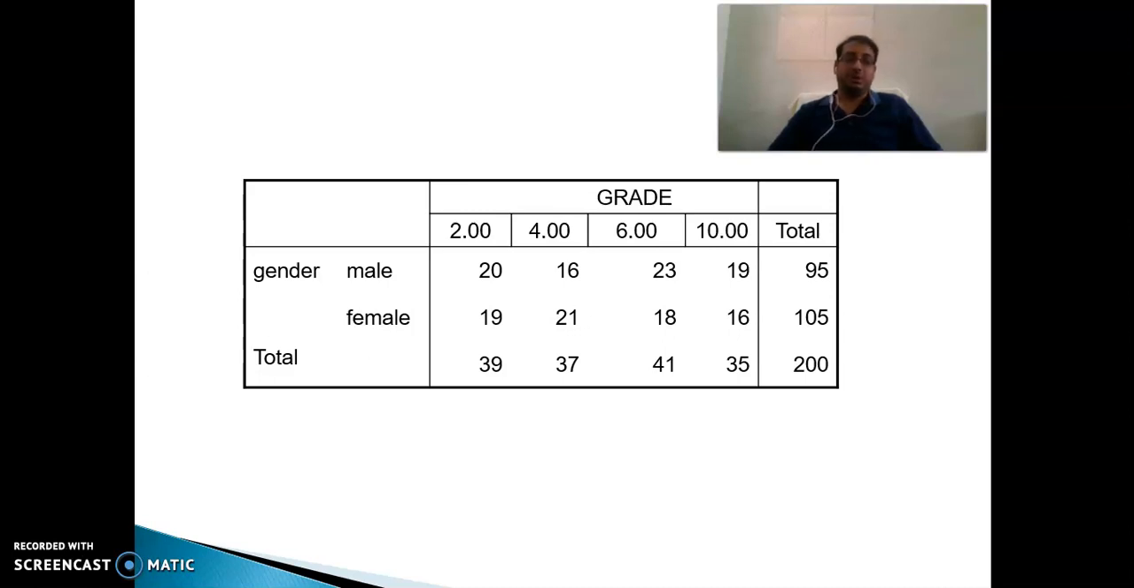So you want to know how many males got grade point 2, how many males got grade point 4, how many males got grade point 6, how many got 10, and similarly how many female students scored grade point 2, how many scored grade point 4, and how many scored grade point 6 and 10. So this way you can develop your data collection form.